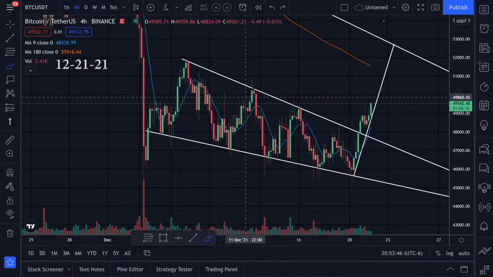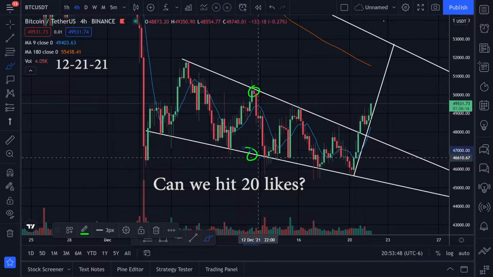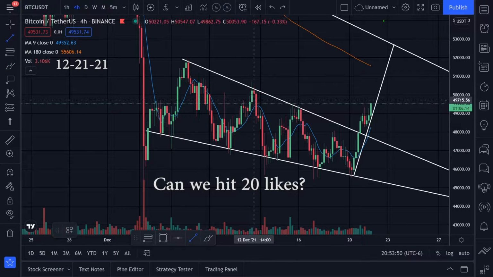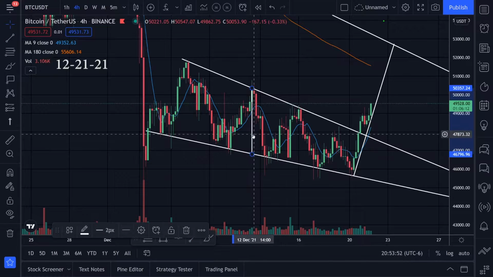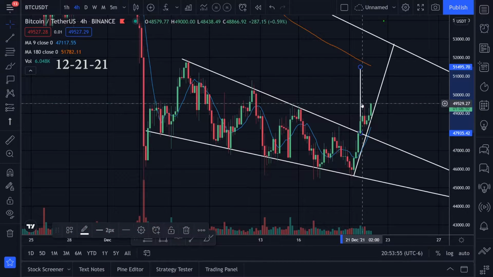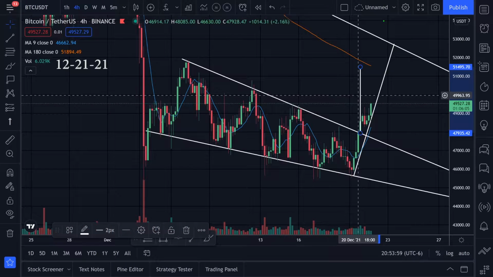The other thing we could do is target from the top to the bottom of this triangle. Let's do that, and then we could drag this to the breakout. This is another target. This is a little bit lower. This one is sitting at around 51.5, 51.4K, somewhere around there.